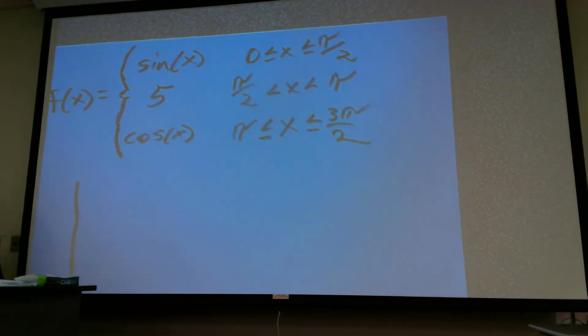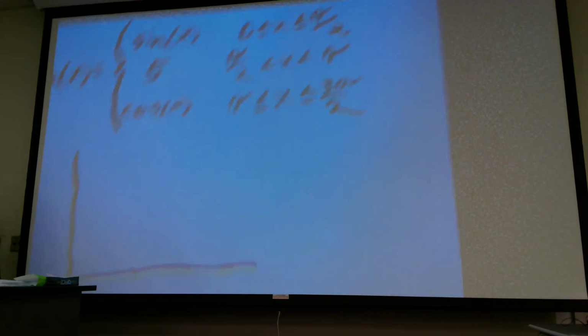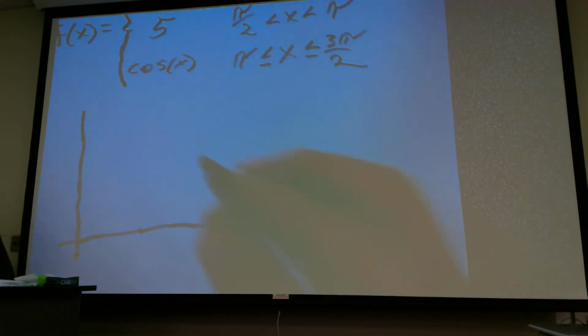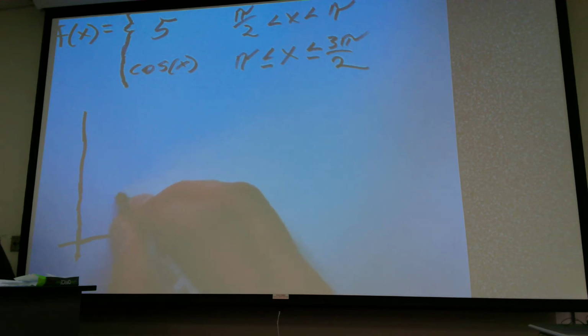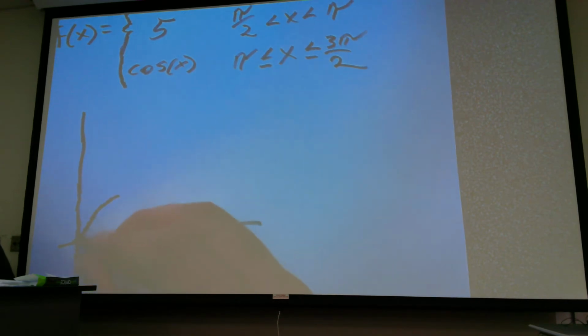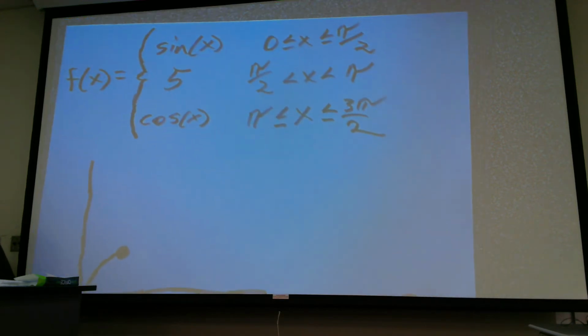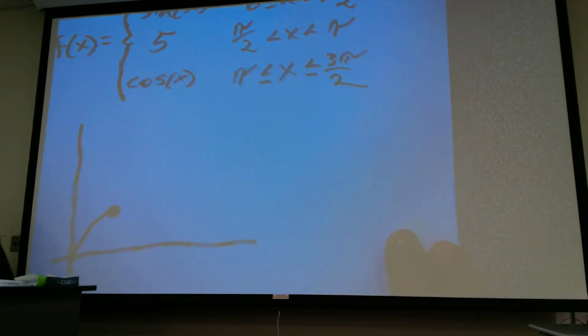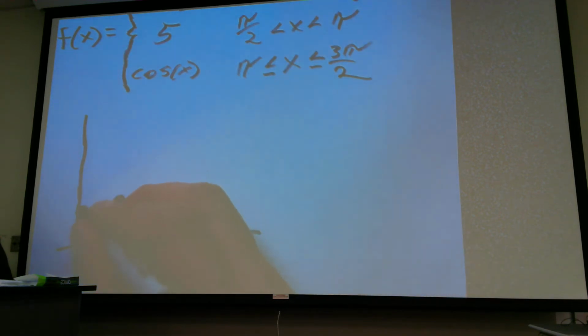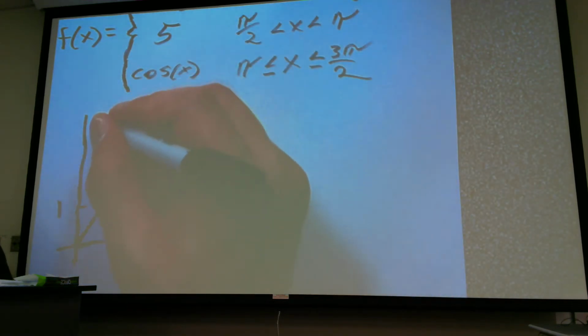Okay, so from 0 to pi over 2, this is going to be sine of x. Now, sine of 0 is 0. So the first part of the wave right here, and it's less than or equal to, so we're going to give a solid dot. Okay? And the height of that thing at that point is going to be 1. And let's just put this point up here at 5.